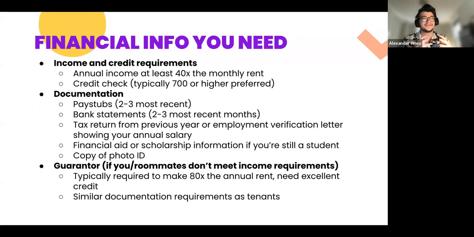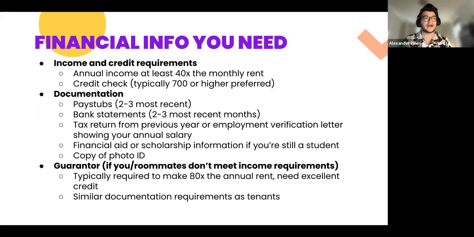It can feel a little invasive sometimes when you're applying for an apartment, because you do have to turn over a large amount of material. Typically, that means a couple of your most recent pay stubs, a couple of your most recent bank statements. Sometimes they'll ask for your tax return that shows your annual salary. You may also need to provide what's called an employment verification letter, or an offer letter, that shows your annual salary on it. If you are still a student, you will want to have your financial aid information on hand.